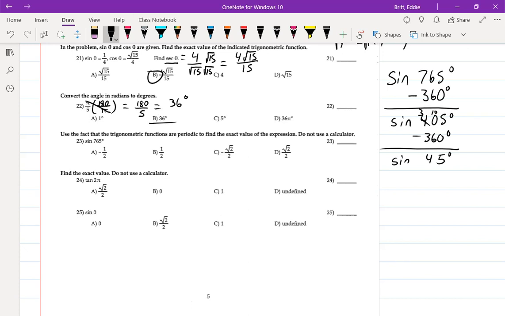That's going to give me the sine of 45 degrees. So what that means is the sine of 45 degrees lies in the same position as the sine of 765 degrees. So the point for 45 degrees, or pi over 4, is square root of 2 over 2, square root of 2 over 2. So the y-coordinate is square root of 2 over 2. So that means the answer is just square root of 2 over 2.